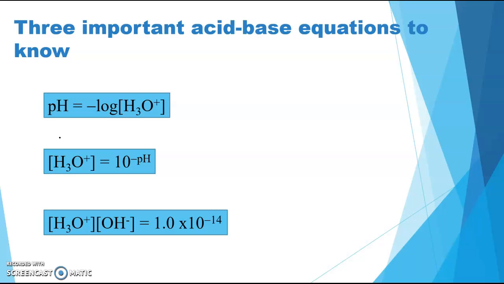Well, then I have to go back to the equilibrium constant for water, because the molarity of the hydronium ion times the molarity of the hydroxide ion, regardless of what the pH is, will always multiply together to be 1.0 times 10 to the negative 14. So these three equations allow me to calculate pH, hydronium concentration, or hydroxide concentration, depending on the information that I've been provided. So let's do that.